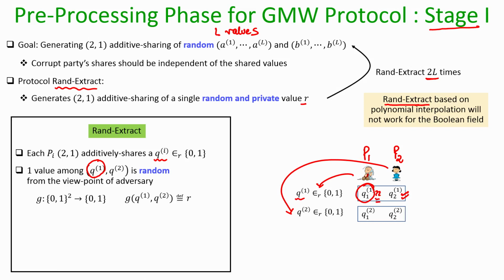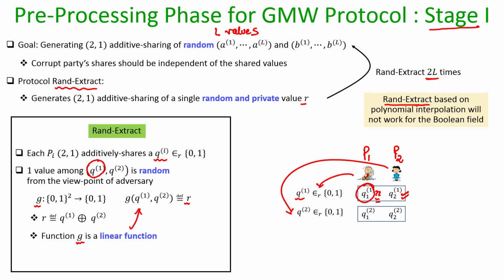So, now to define the output of this randomness extraction process, we define a linear function. I call that function G, which takes 2 bits and produces 1 bit as an output, and the output is basically the XOR of the bits shared by the respective parties. So, if Q1 and Q2 are the bits respectively shared by the two parties, then R is defined to be the XOR of those two input bits. And if you see here, this function G is a linear function of the inputs.